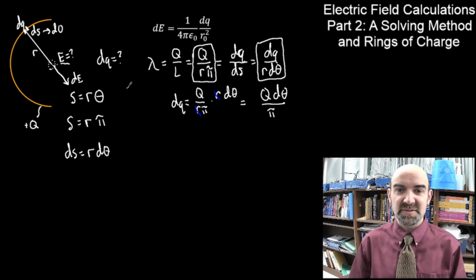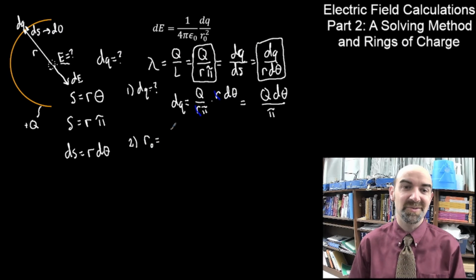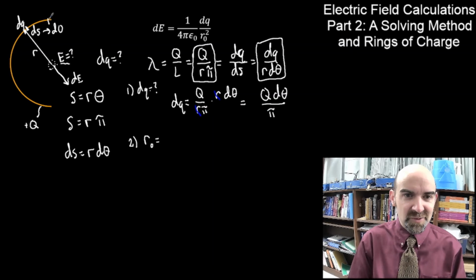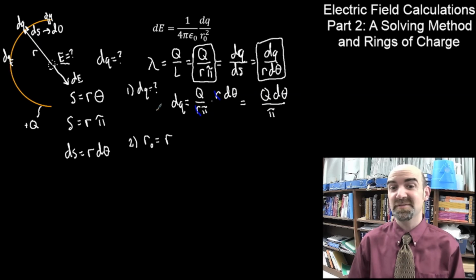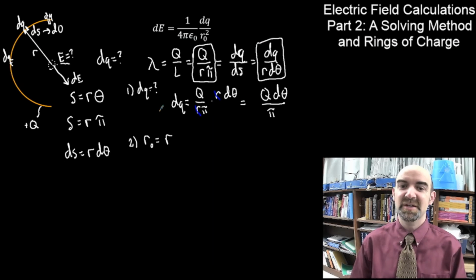Next, number one, what is dq? Step two in my method: what is r naught? In this case, all of those dq's, how far away are they from the center? It's R. That one is super easy here. It's a constant r and doesn't change.